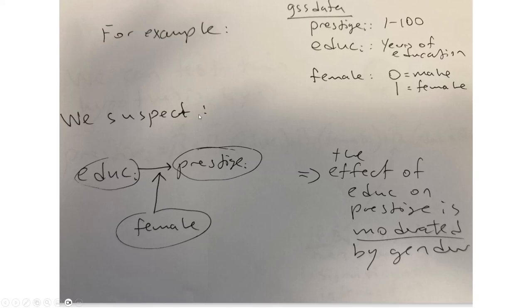We suspect that the effect of education on prestige, we are of course assuming that more education brings more occupational prestige. But this effect of education on prestige might differ between the genders. So the effect for male and female might be different. It might be moderated by gender. So maybe education has more advantage for males. Maybe education has more advantage for females. We are going to check.